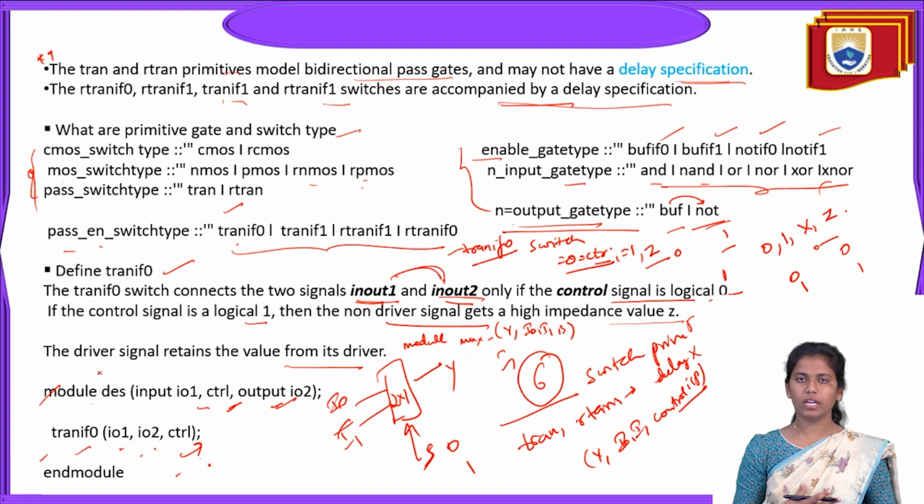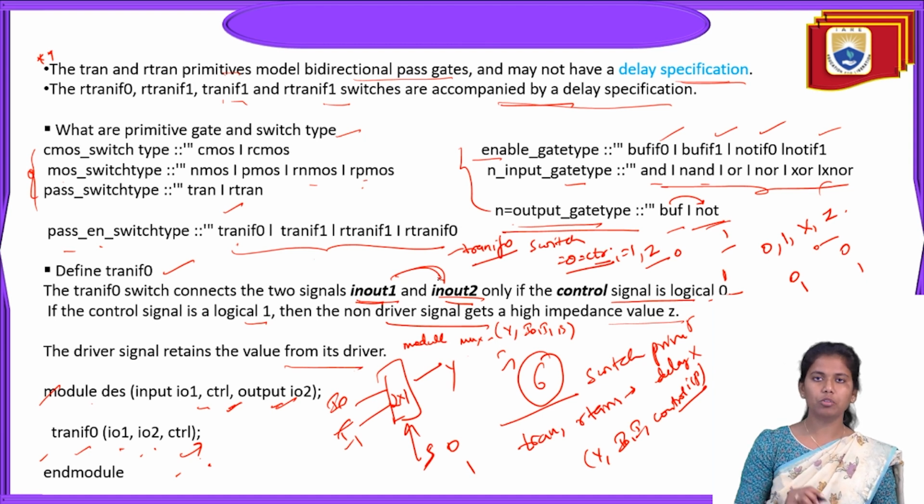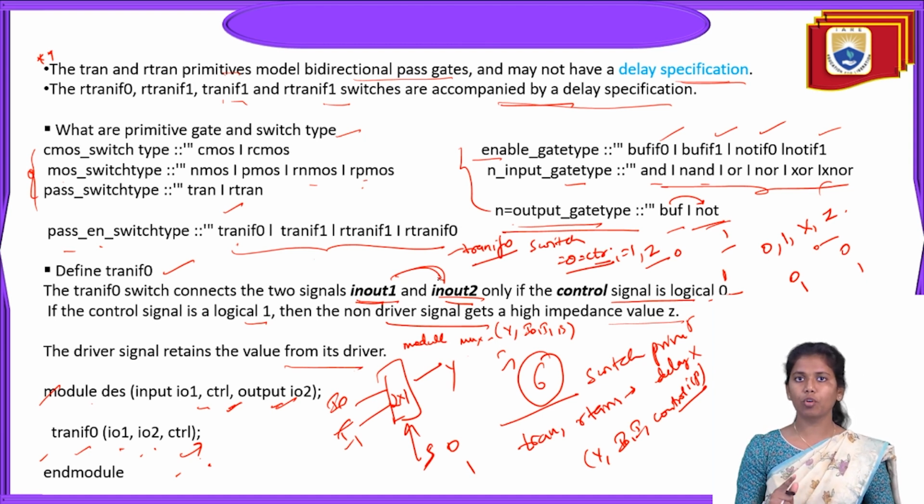Remember that R tranif 0 is one of the six switch primitives. R tranif 0 is one of the bidirectional switches where it connects the two signals, inout 1 and inout 2. It connects only if the control signal is 0. If the control signal is 1, the driver drives the output to the high impedance value, that is Z. Okay, and this is how the representation takes place.